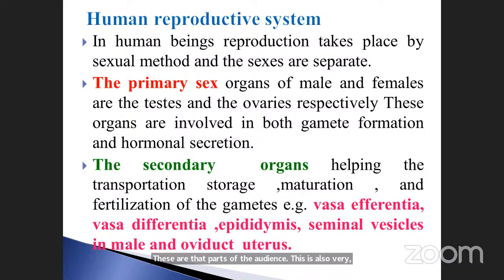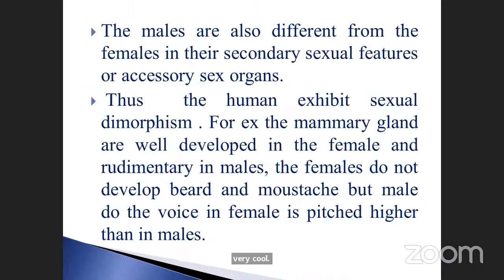Next, males are also different from females in their secondary sexual features or accessory sex organs. Male and female are physiologically and morphologically different in nature. So the human exhibits sexual dimorphism. Sometimes they ask the question on dimorphism. For example, the mammary glands are well developed in the female and rudimentary in males. Completely there is no action.